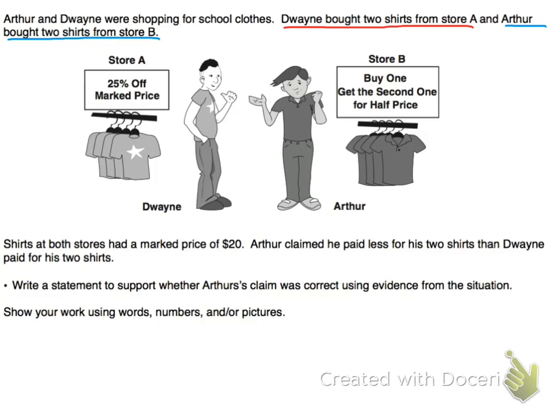Got it. Now here's the part that confuses me. It says shirts at both stores were $20. And Aurther claimed he paid less. Huh. So I'm supposed to figure out if that's true or not true. Now, I'm a little confused at this point because it seems like shirts at both stores cost $20, so they should be the same price. There must be something I missed here. Let me go back and take a look.